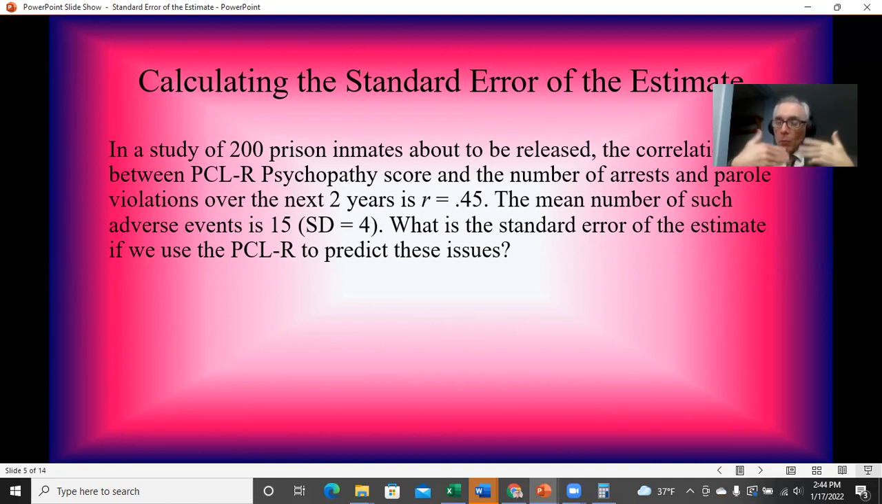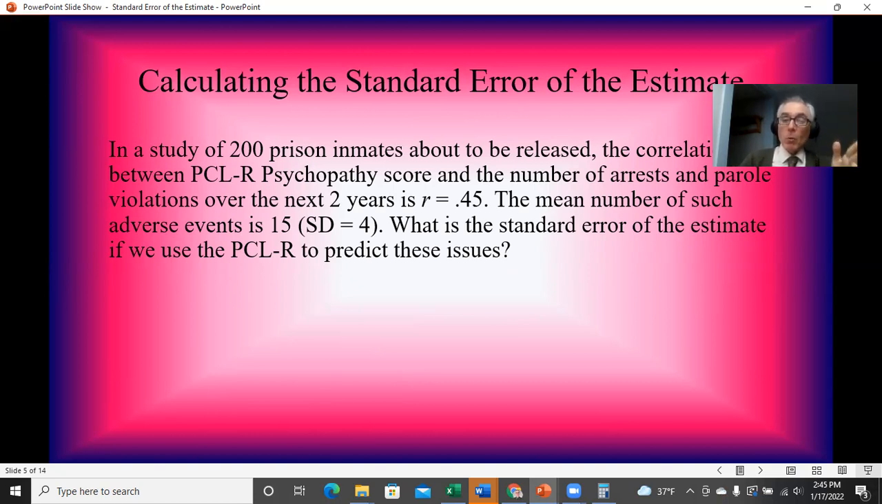So we know as a predictor how psychopathic they are, and then we follow them up for the next 2 years to see how many times they're either arrested or have parole violations, things like not showing up for a meeting with your parole officer. And we find the correlation between psychopathy score and the number of violations is 0.45. On average, our former inmates have 15 of these sorts of events over 2 years, with a standard deviation of 4. So if in the future I want to use the Hare psychopathy checklist to predict problems post-release, what is the standard error of the estimate?